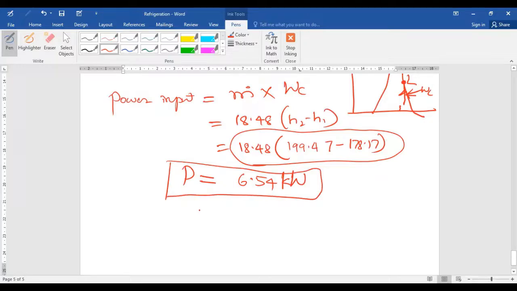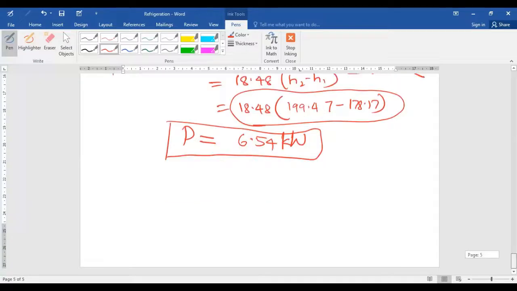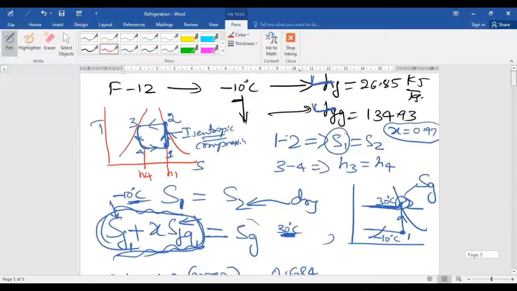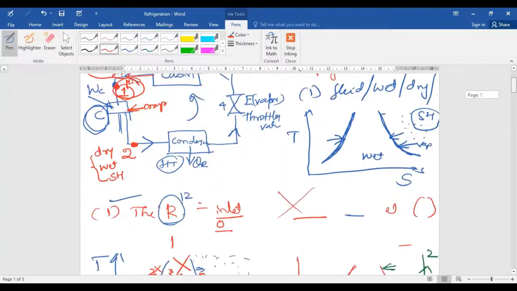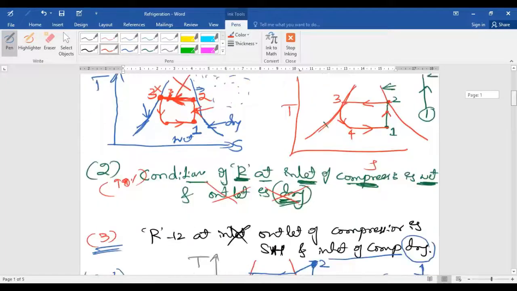These are the three unknowns. This is the complete solution of this numerical. If you have any doubts, you can ask me in the comment section. I will solve more numericals on these topics.